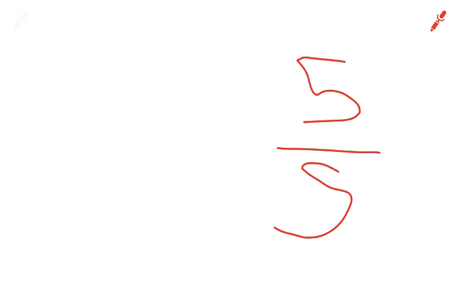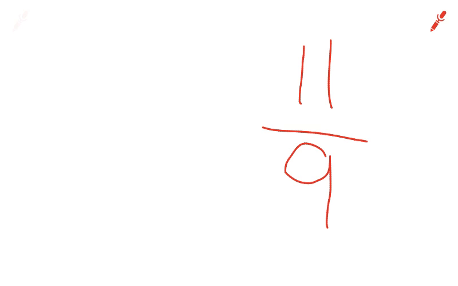The next one is 5 over 5. Now, when it's the same number over itself, it's improper. Improper. What does 5 over 5 equal? It equals 1. All right, the next one, we've got 11 over 9. So the bigger number is on top. That is improper as well.